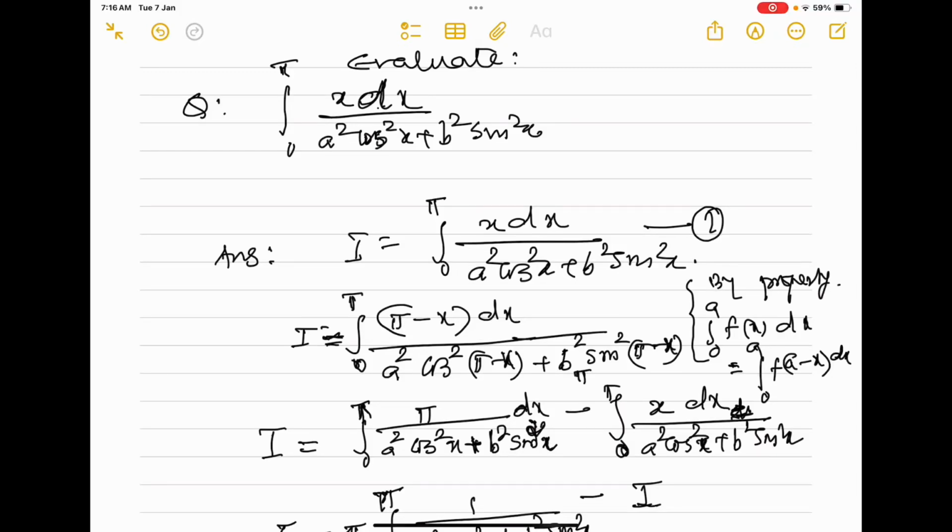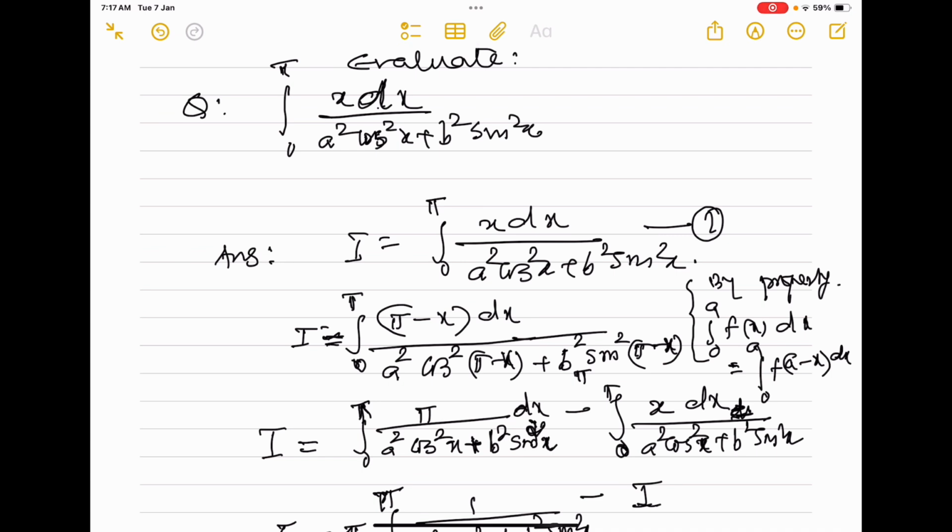Last question of the miscellaneous examples. It is a very important question, a 5-mark or 4-mark question. The question is: integral 0 to pi of x dx divided by a square cos square x plus b square sin square x. So we take I equal to integral 0 to pi x dx by a square cos square x plus b square sin square x.